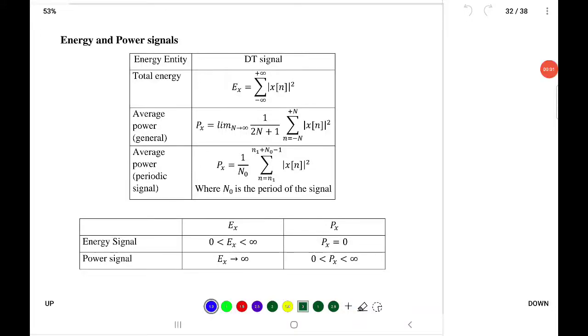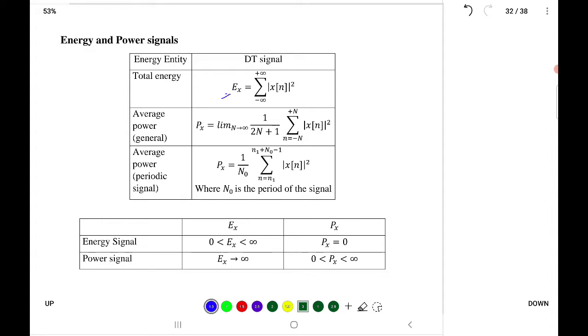Hi, last video we explained how to find the energy and power for continuous time signals. In this video we are going to explain how to do the same thing for discrete time signals. The formulas are very similar, except we are not using integration because it's a sequence. So we are using summation.